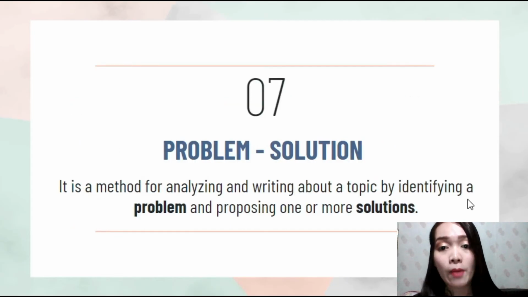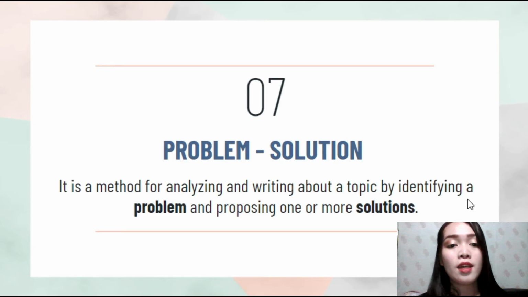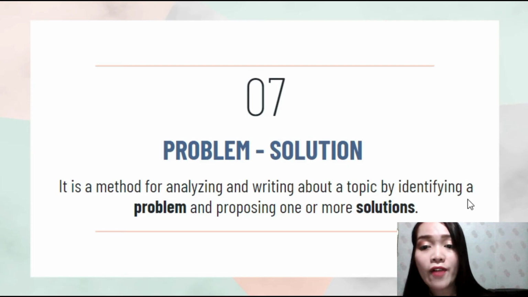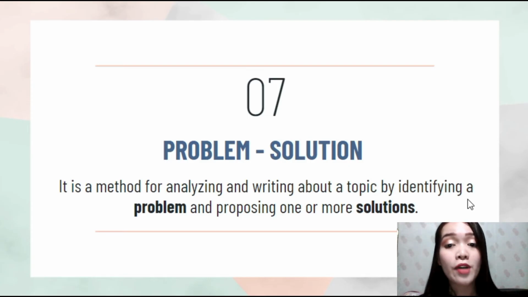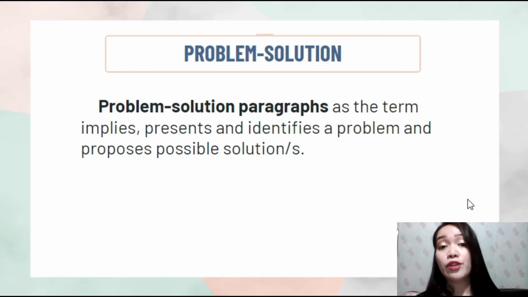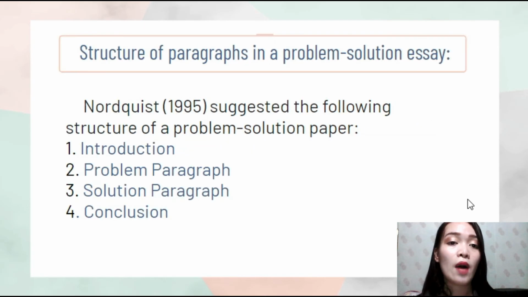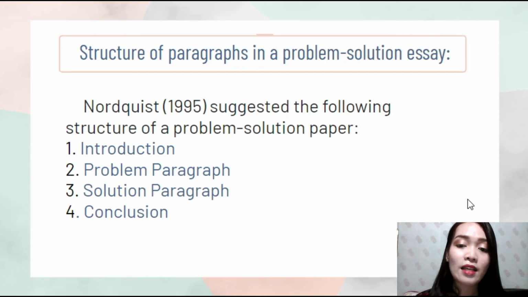Now let's proceed with problem and solution. It is a method of analyzing and writing about a topic by identifying a problem and proposing one or more solutions. So, as the term implies, it presents and identifies a problem and proposes possible solutions. Now, according to Nordquist in 1995, he suggested the following structure of a problem solution paper. He divided that into four parts. First one is the introduction, second one is the problem paragraph, third one is the solution paragraph, and lastly, the conclusion.